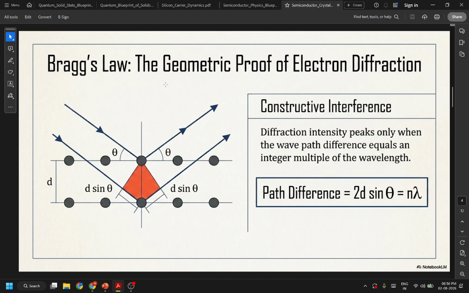One way to look at atomic structures is using electron diffraction, which is defined by Bragg's law. In Bragg's law, the diffraction intensity peaks only when the path difference equals an integer multiple of the wavelength. The path difference is given as 2d sine theta, which equals n lambda, where d is the interplanar spacing between different lattice points.